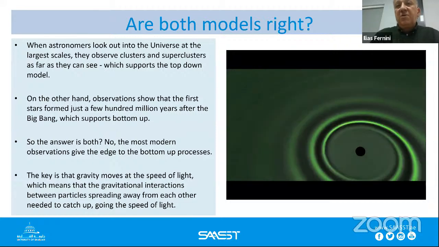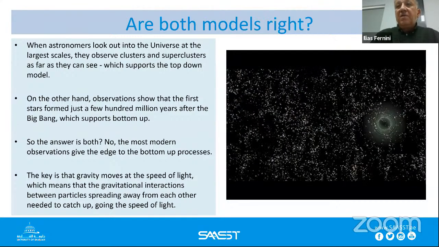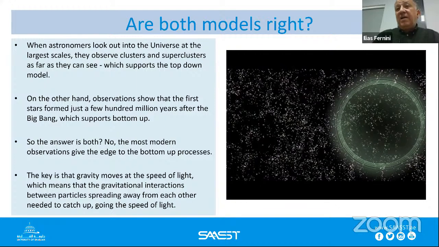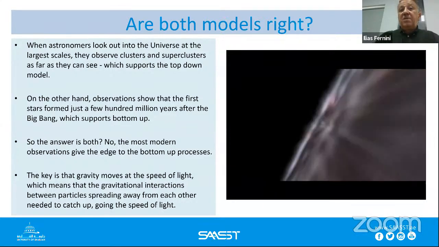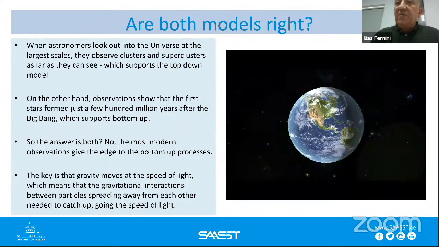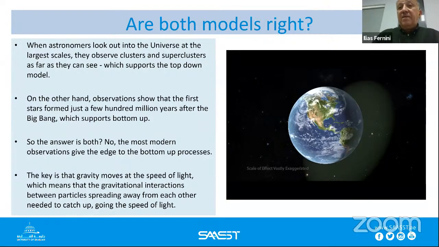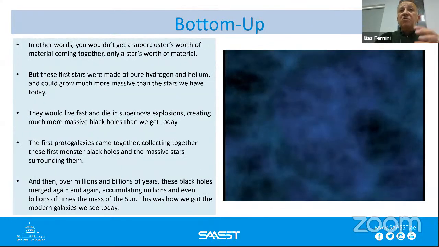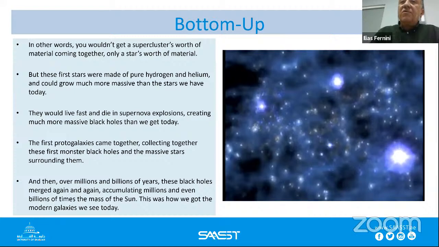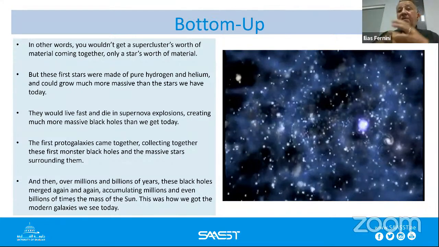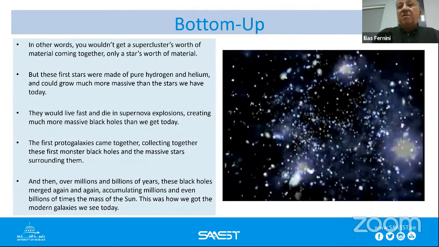Most modern observations, especially after the LIGO experiments, where we were able to listen to neutron stars colliding. Gravity, as we know, moves with the speed of light, which means that this interaction between particles spreads out and has to catch up with the speed of light. Because of that, you won't be able to get a supercluster's worth of matter to come together, only a star's worth of material.